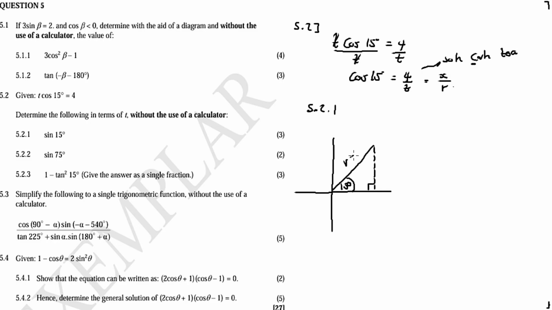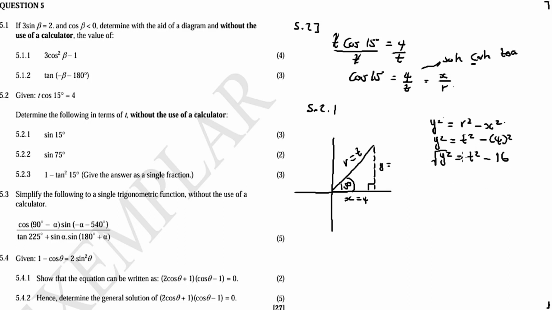So I have r as equal to t. I have x as equal to 4. I don't have y, right? I need this y because in 5.2.1 there's sine 15 degrees. So what I should do is calculate y. So y squared is equal to r squared minus x squared, from Pythagoras theorem. Y squared: r squared is t squared, minus x squared, which is 4 squared. Y squared is equal to t squared minus 16.